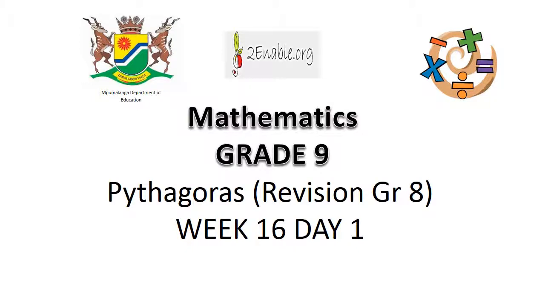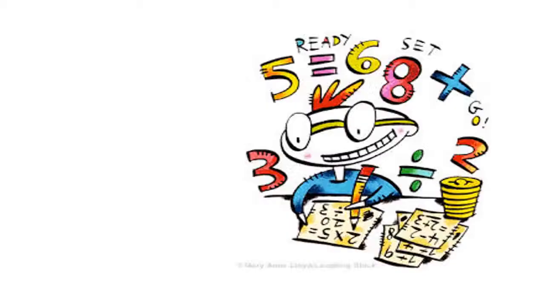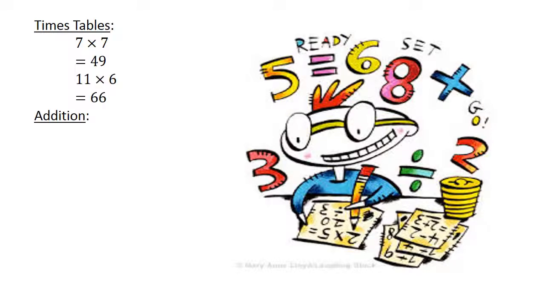Pythagoras Revision Grade 8. Mental maths. Times tables. 7 times 7 equals 49. 11 times 6 equals 66.